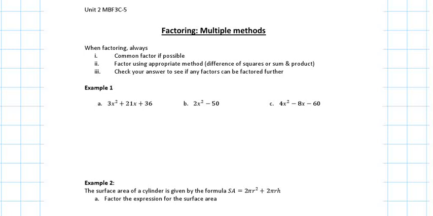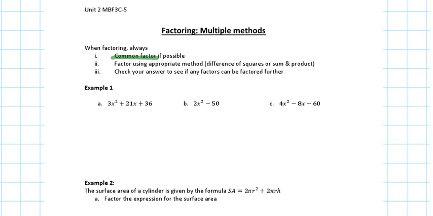expression. So always, the first thing you want to do when you're factoring, you're going to ask yourself if you have a common factor. That's always your first step, okay? You ask yourself, do I have a common factor? And if you do, you factor it. Okay? Then comes the question, is it difference of squares or is it sum and product?